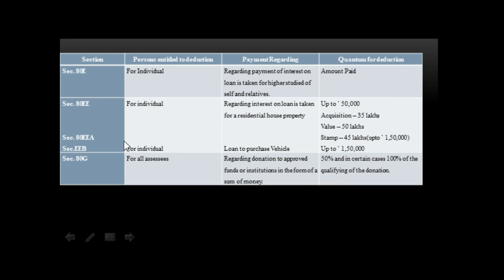And the next section is 80EEA, also regarding the house property loan only, but the stamp value should not exceed 45 lakhs, and the quantum of amount will be 1,50,000.